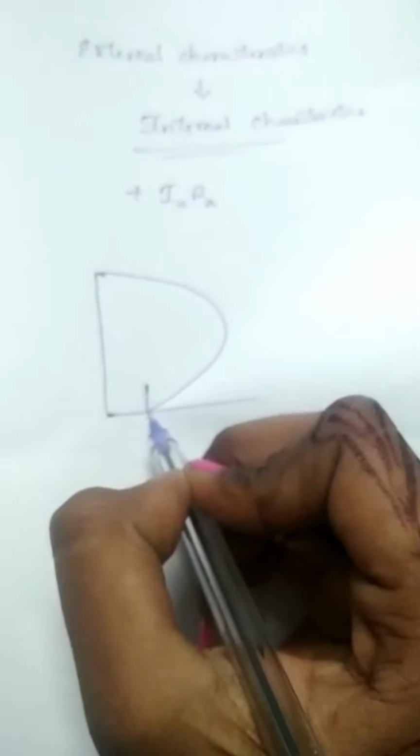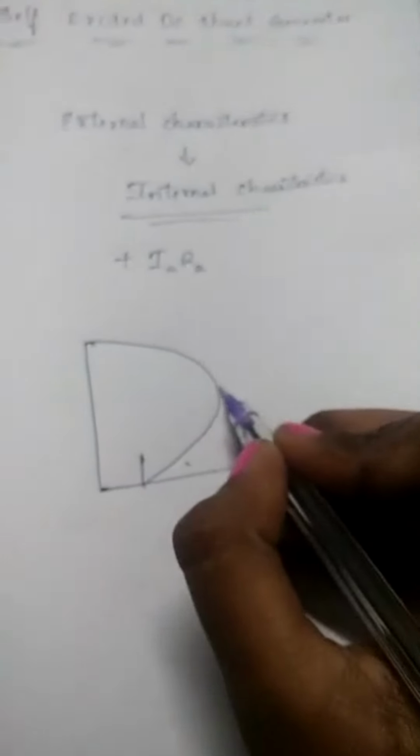That is by adding the armature drop, that is I_A R_A, the armature resistance drop, to the terminal voltage. When the load current is treated as OA and the armature resistance drop is treated as AB, let us assume the terminal voltage is AC. Let us draw a figure. Let us draw first the external characteristics, that is the curve. From this external characteristics curve we can obtain the internal characteristics.